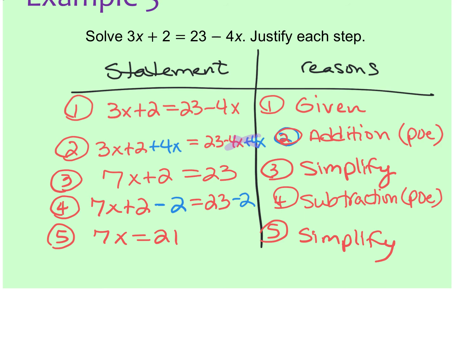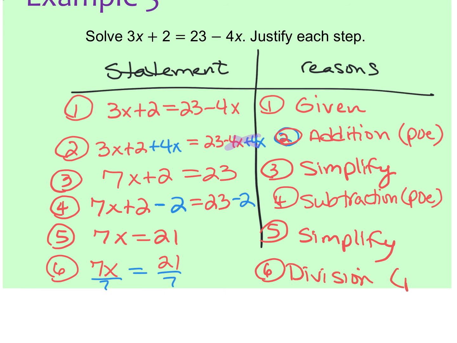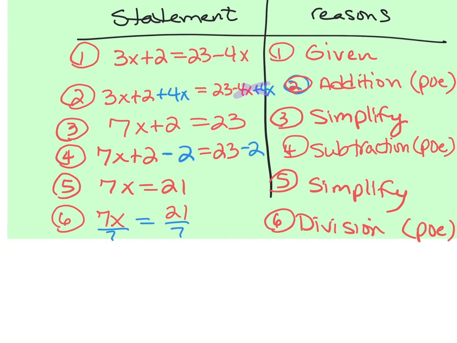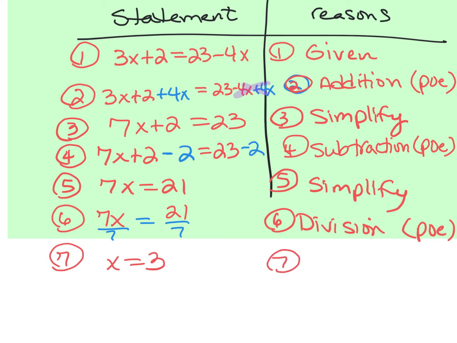And now my last step would be division. And again, you could do the same thing we just did. You could show 7x divided by, and then the 21 divided by 7. And this is going to be division. And then property of equality. And then you can finally say for the last step, x equals 3, and that would be simplify.